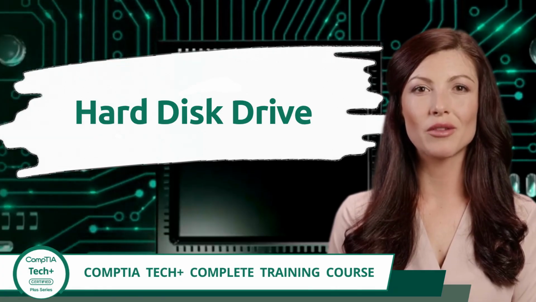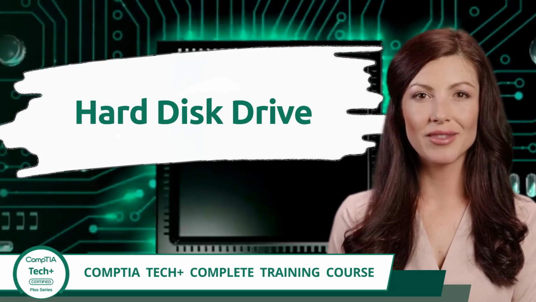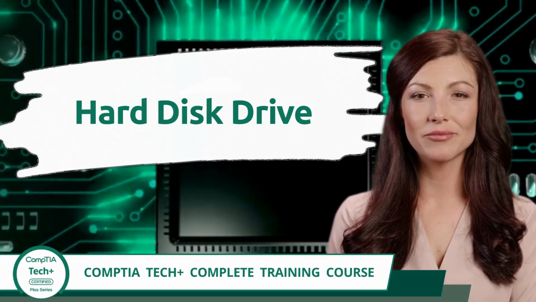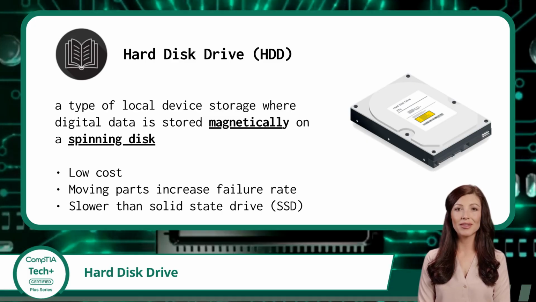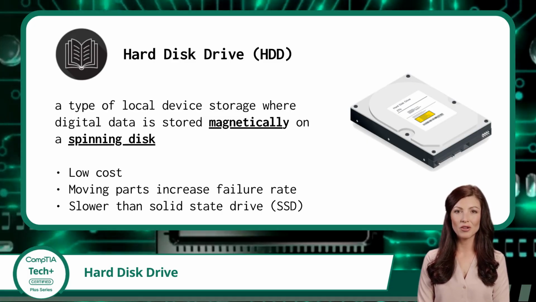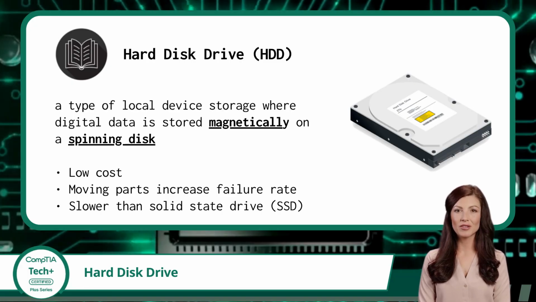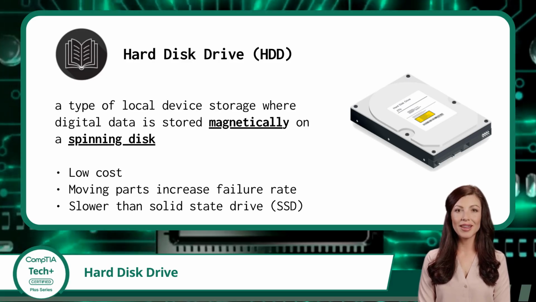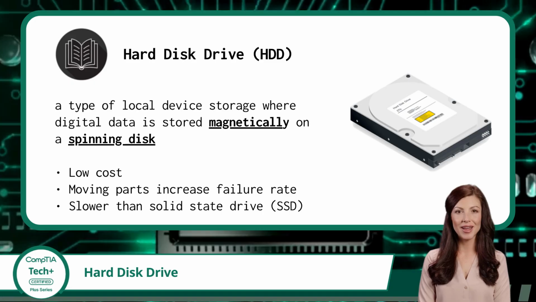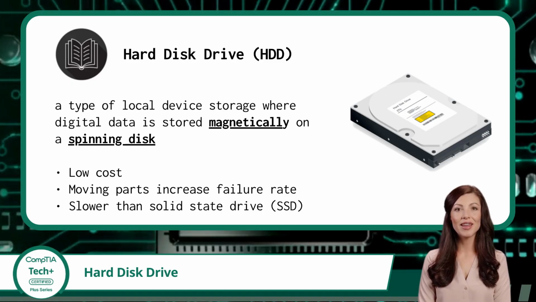Exam Objective 2.3: Compare and contrast storage types. Hard disk drive. A hard disk drive, or HDD, is a type of local device storage where digital data is stored magnetically on a spinning disk. HDDs are known for their large storage capacities and relatively lower cost compared to other storage technologies. They are widely used in desktop computers, laptops, and servers. However, HDDs are mechanical devices and are susceptible to wear and tear over time. They can also be slower in terms of data access and retrieval compared to solid-state and NVMe drives.